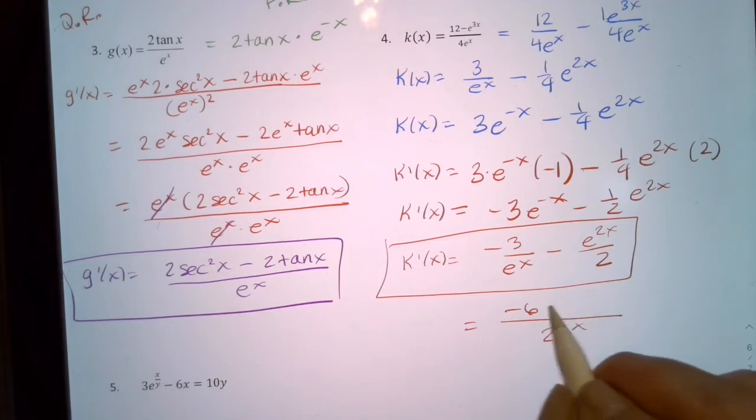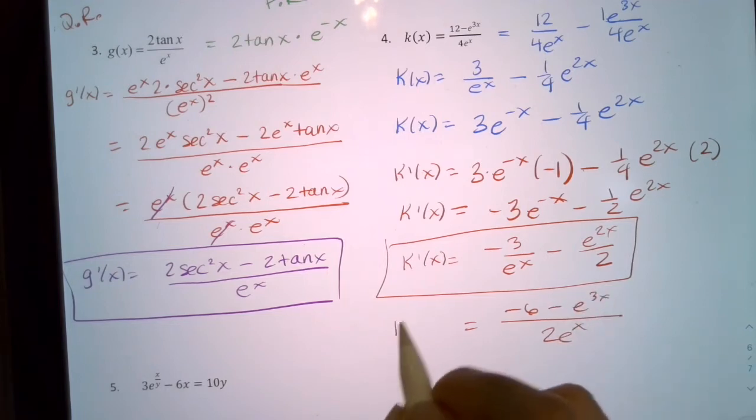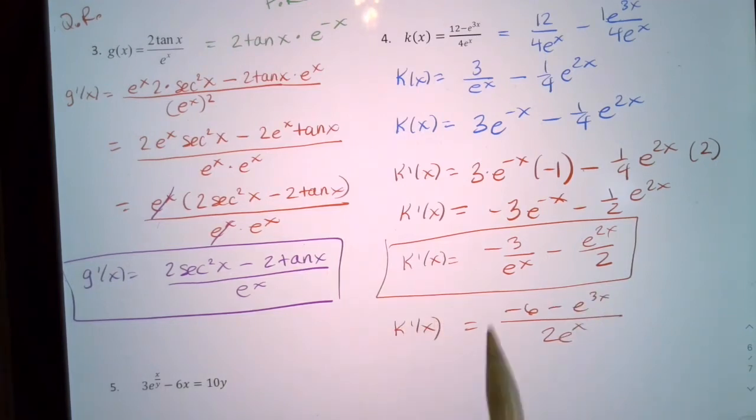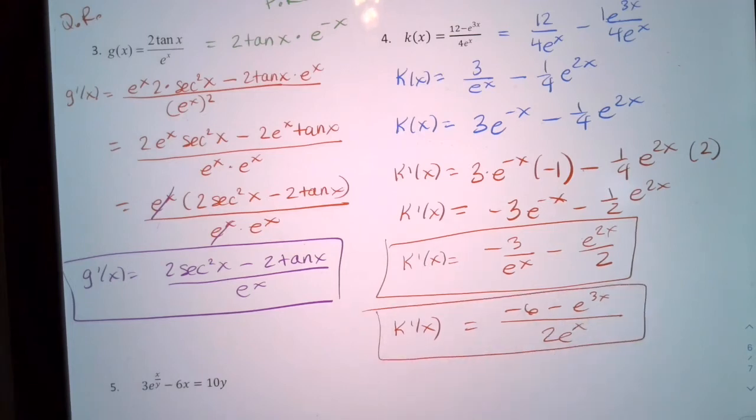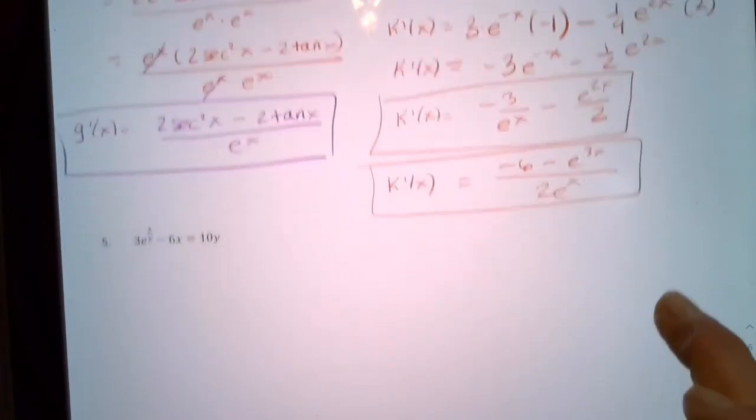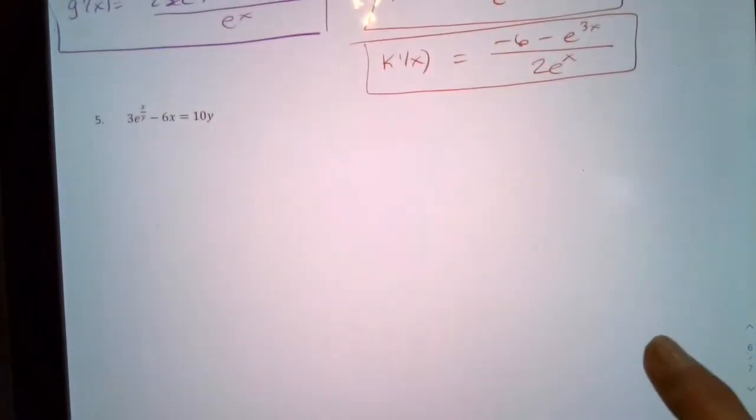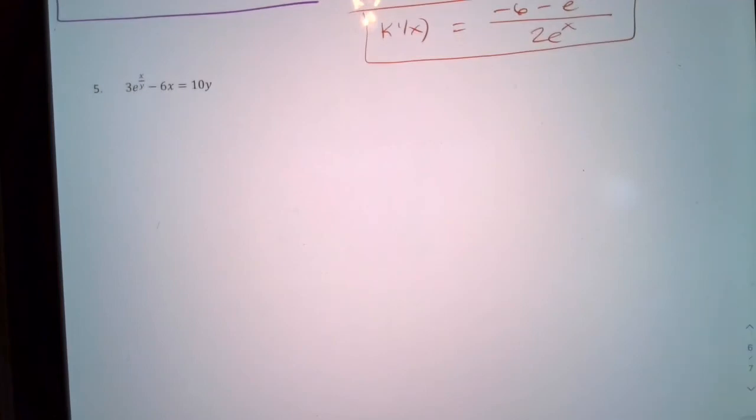Let's see, that would be minus e to the 3x. This is exactly the same derivative. Okay, just throwing that out there. Okay, so let's take a look at our next example, which you can see I've got a lot of space here.